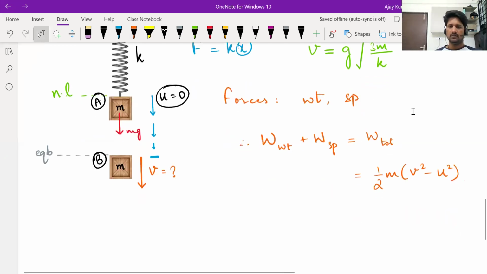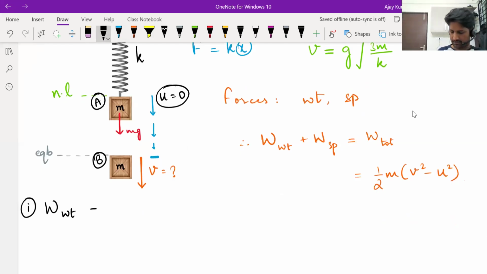Okay. First thing we need to get an expression for is work done by the weight. Pawan, tell me, weight is a constant force or a variable force? Constant force. How do you calculate work done by a constant force? F into S. F dot S, Fs cos theta, you can say.